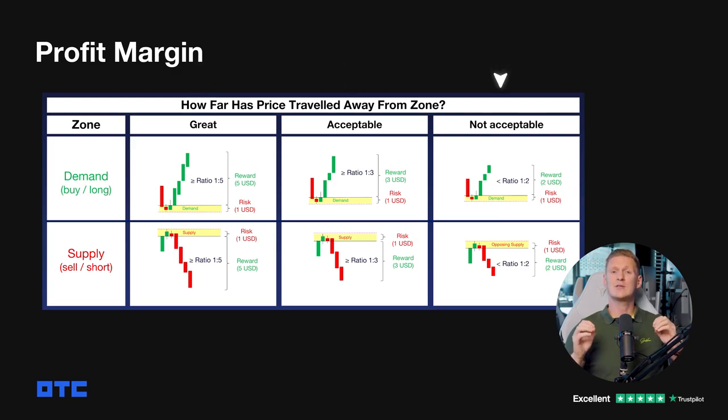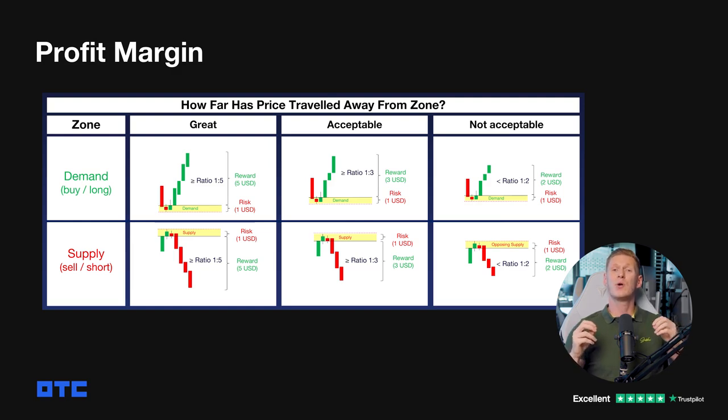Great case: price has traveled a significant distance from the zone, exceeding a 1 to 5 RR when calculated from the proximal line to the stop loss. This creates an outstanding profit margin. Acceptable case: here, price has moved a moderate distance, typically around a 1 to 3 RR. While it's not as strong as the great case, it's still considered acceptable for many trading strategies. Not acceptable case: in this scenario, price has barely moved from the zone, measuring 1 to 2 RR or less. Zones with this kind of profit margin are generally considered insufficient and should be avoided.